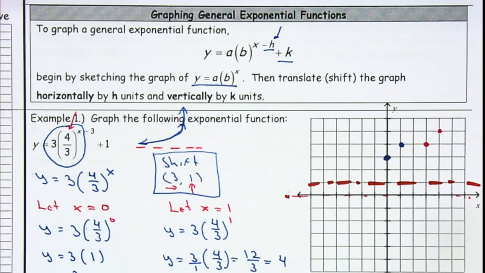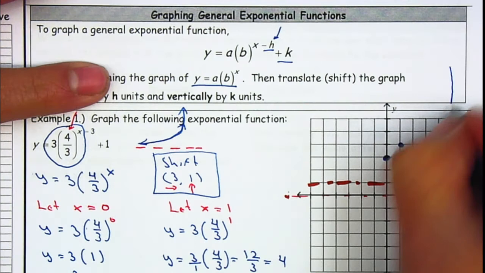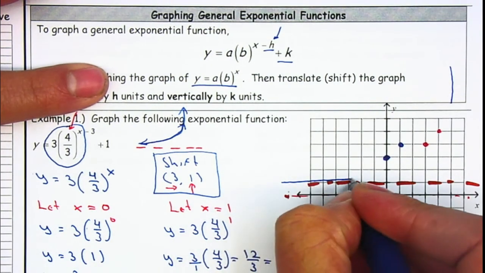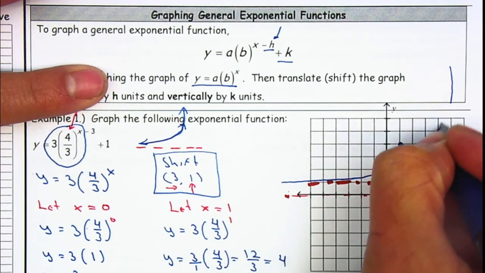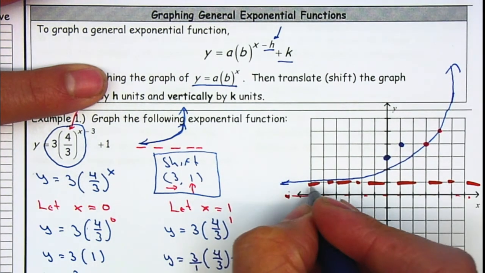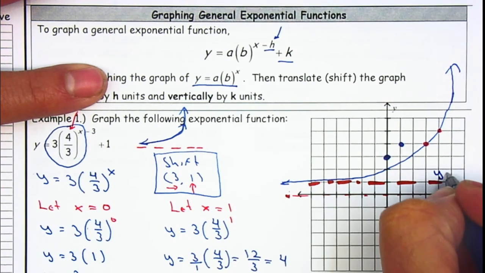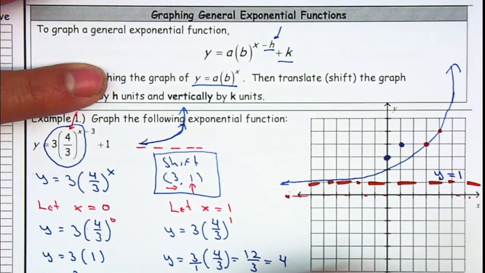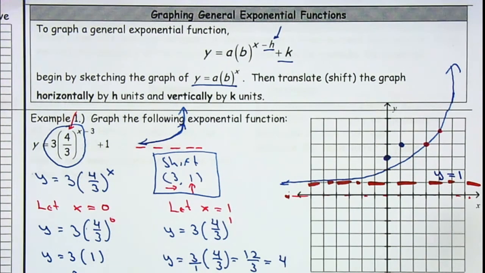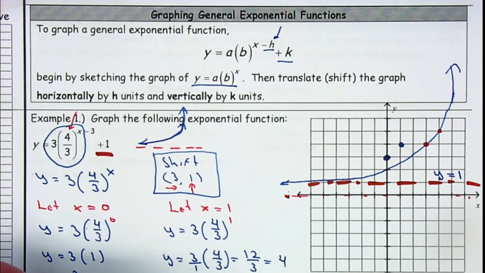Now I can go and sketch it. So my graph will be coming from above. It's an exponential growth, so it's getting higher and higher and all the way up. Remember, it's getting closer and closer to the asymptote, but it's never touching. The equation for the asymptote is y is equal to 1 because it's crossing at 1. Your asymptote will always match this number here, your k value.